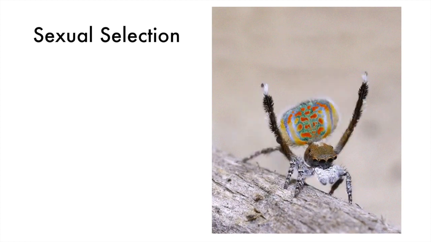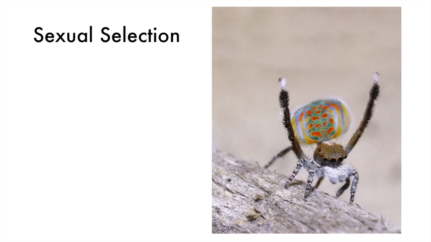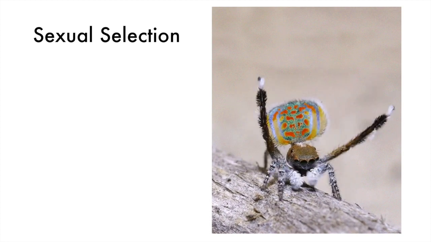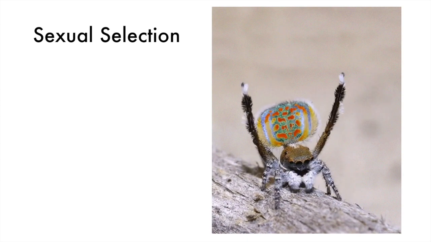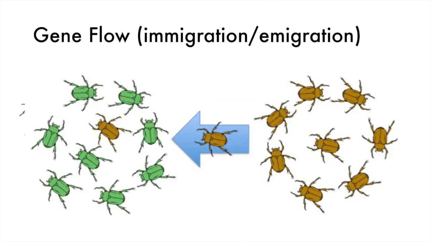And Hardy-Weinberg says if you get to pick your mate, you're not going to have allele frequencies and genotypic frequencies be stable, and you're going to see microevolution. Gene flow means you're going to have immigration or emigration. You're going to have movement of alleles or genes.